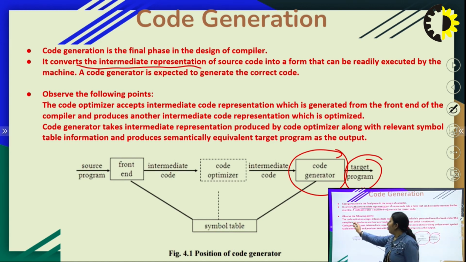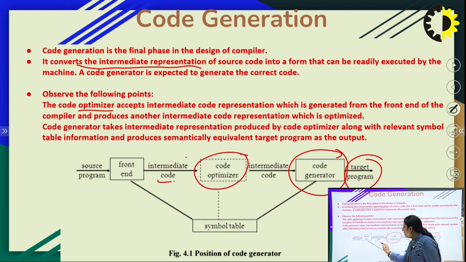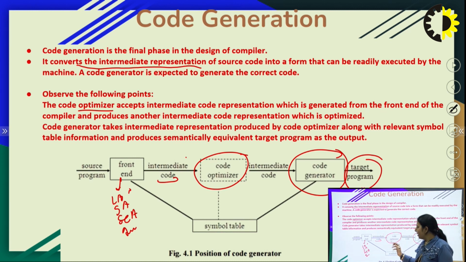The code optimizer accepts intermediate code. The front end, as I told in my previous video, comprises the lexical analysis phase, syntax analysis phase, semantic analysis phase and the intermediate code. The output of the front end is the intermediate code. So the code optimizer accepts the intermediate code.